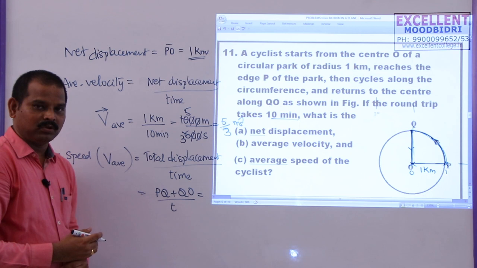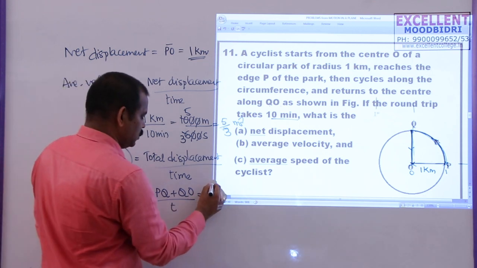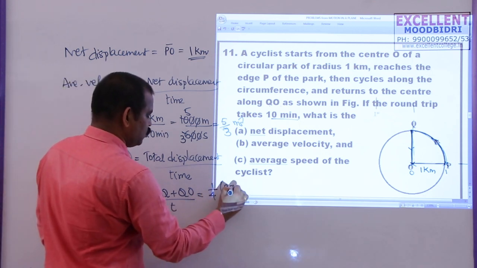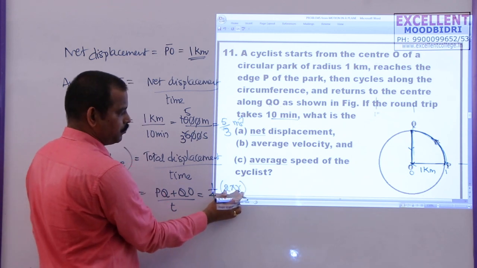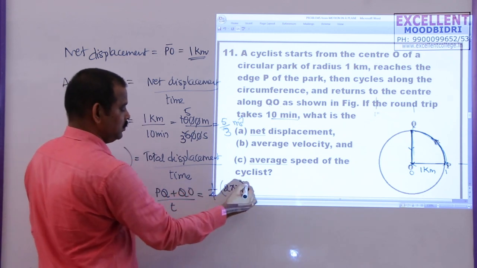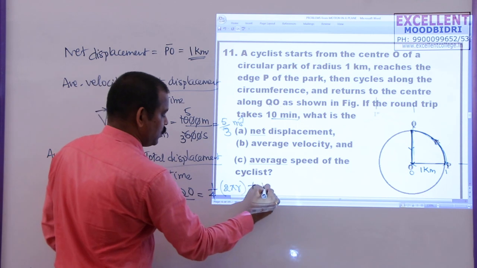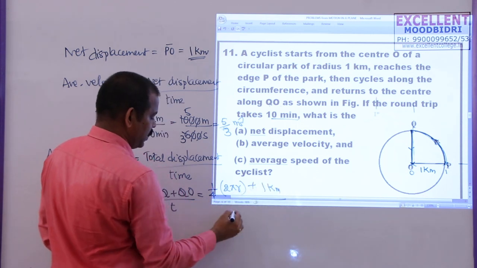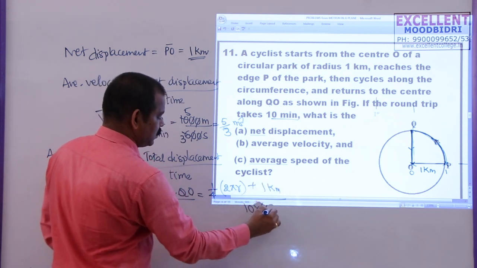What is PQ? It is 1/4 of the circumference of the circular path. That is 1/4 of 2 pi r, where 2 pi r is the total circumference. So 1/4 of the circumference is PQ. QO is 1 kilometer, covered in 10 minutes.